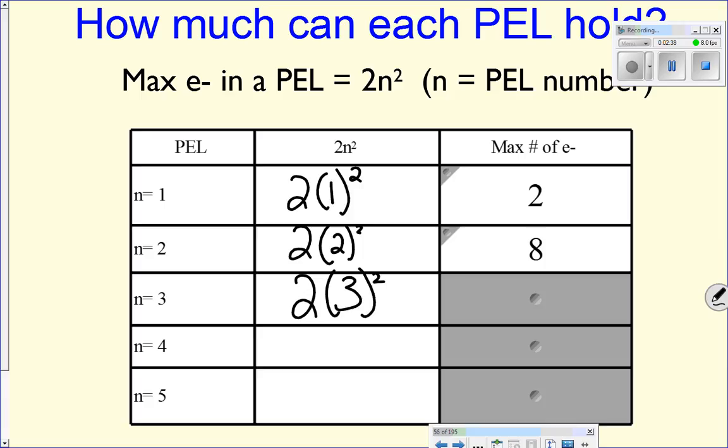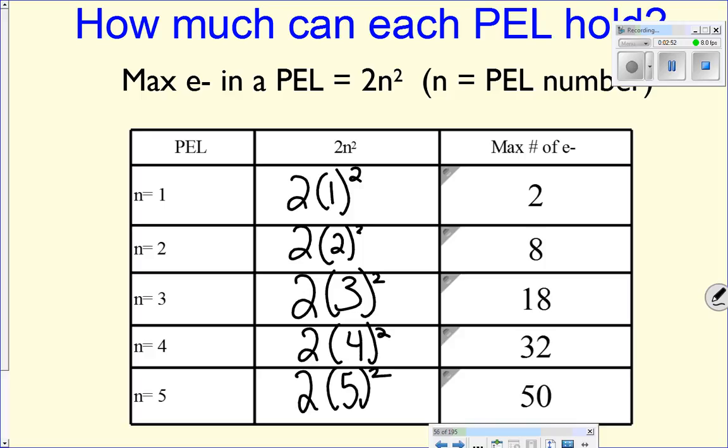Don't forget your PEMDAS here. 3 squared is 9 times 2 is 18. Again, you'll notice that if you look through your periodic table, 32 for our fourth principal energy level, and 50 for our fifth principal energy level. Obviously the fifth principal energy level, we don't have a lot of those being filled up, but our smaller principal energy levels we do, so you'll see a lot that are maxed out at 2 or 8 or even 18. Again, you don't need to memorize this formula because if you need to know how many maximum electrons are in a principal energy level, you can just look at the periodic table and figure that out.